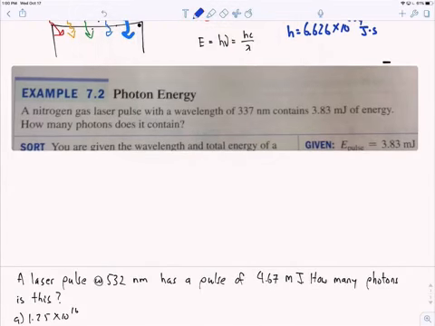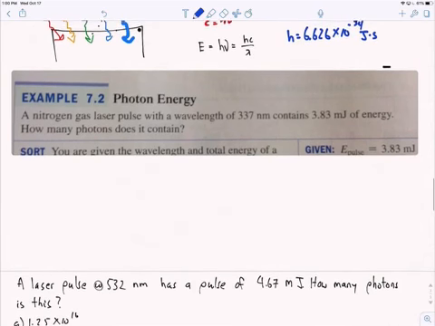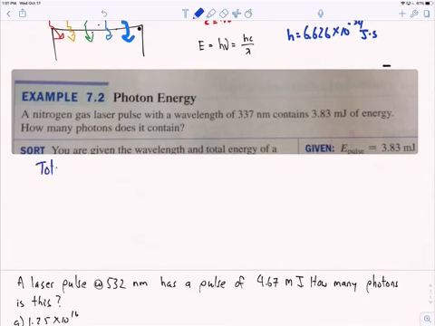A nitrogen laser has a wavelength of 337 nanometers and contains 3.83 millijoules of energy. How many photons does it have? The way you do this, I got dinged in my teaching evaluations for this, is you have to use common sense. Let me explain what the common sense is. You need the total energy all over the energy per photon.